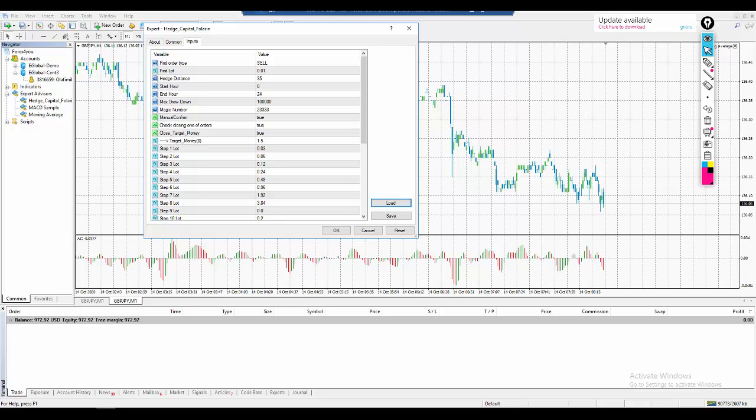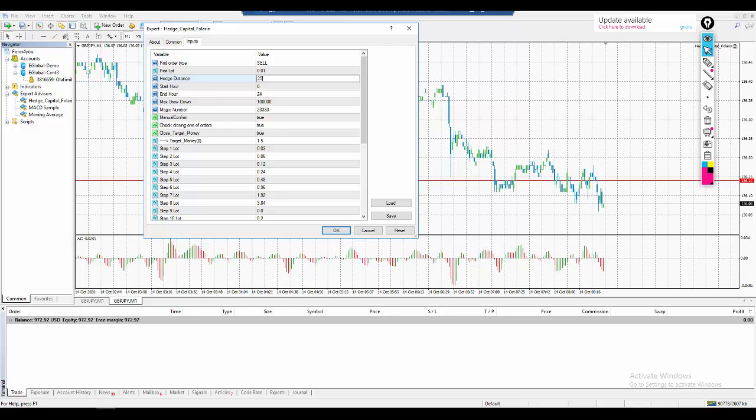Actually, this is not what I want to trade because I would prefer to make my hedging distance 25, then my magic number, let me make it 2. Manual confirmation will always be true because I want to be entering the market every time I close the market. Now I'm going to use my target profit, which is still $1.5. Then this one I'm going to close. I'm going to say okay.